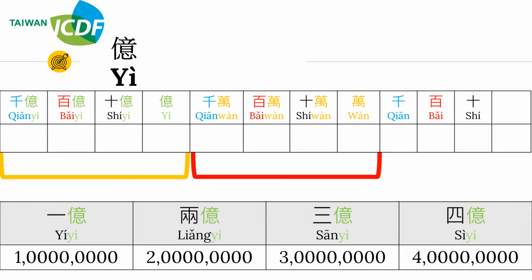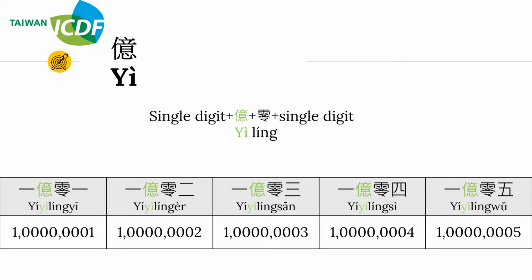So, 100 million in Mandarin is 一亿, and then 两亿, 三亿, 四亿, and so on. You need to watch out, 200 million is 两亿. It's the same rule as 百, 千, and 万. If you see a zero between numbers, you must read the zero. For example, 一亿零一, 一亿零二, 一亿零三, 一亿零四, 一亿零五.